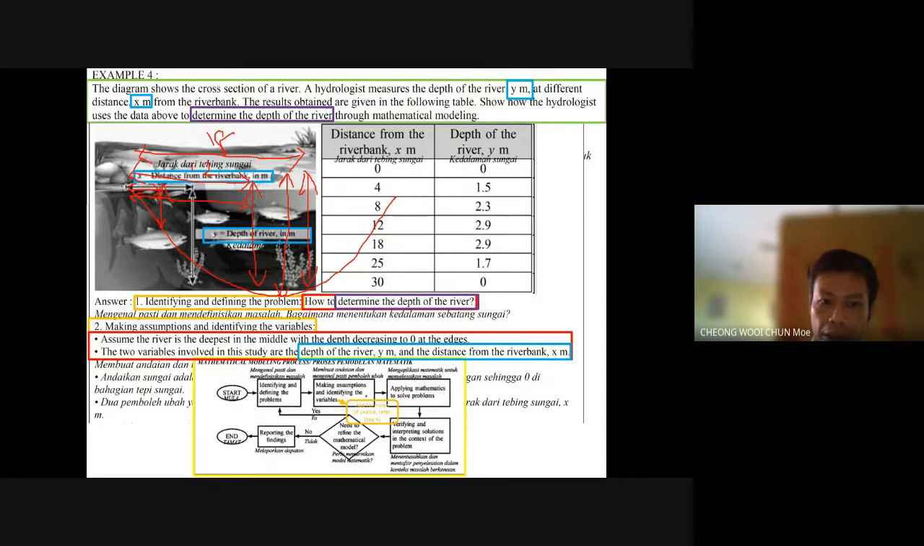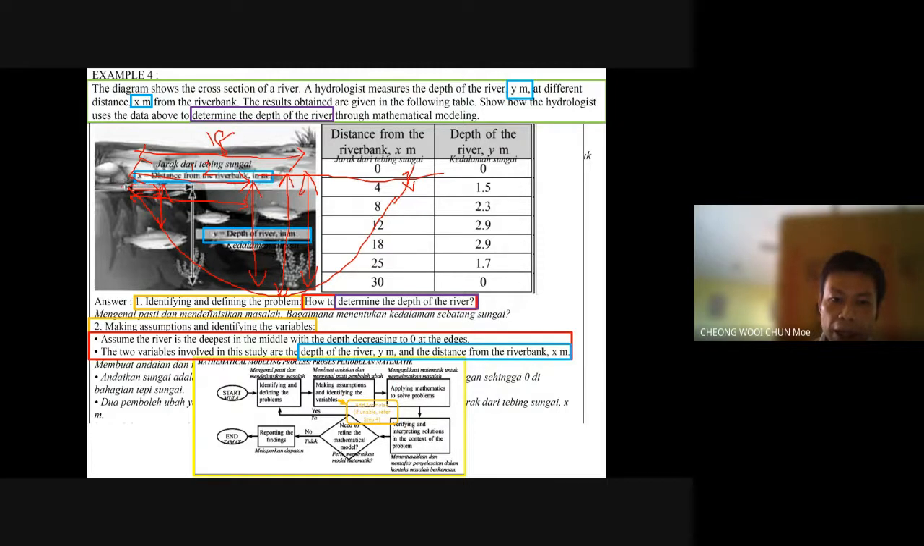So the second step will be making assumptions and identifying the variables. So assumption first. Assume the river is the deepest in the middle, and the depth decreases to zero at the edges. That means start from here, and then deepest in the middle here, then decrease to zero. That means the depth here will be zero, and then the distance is 30. The assumption you make must be for this modeling process, on finding, verifying and interpreting the solutions. If it's not concerned with it, then there's no point writing the assumption.